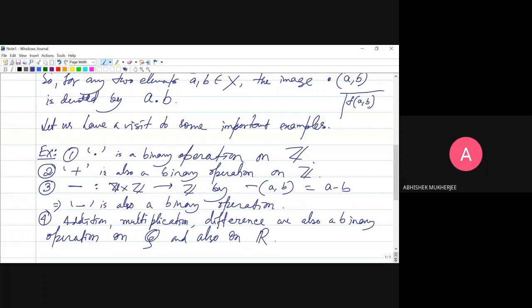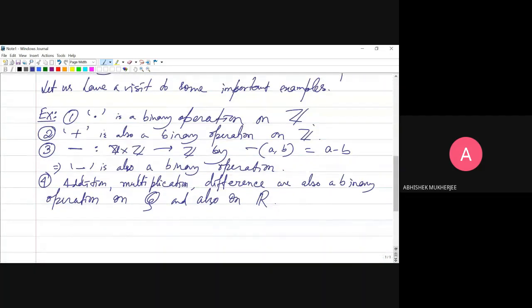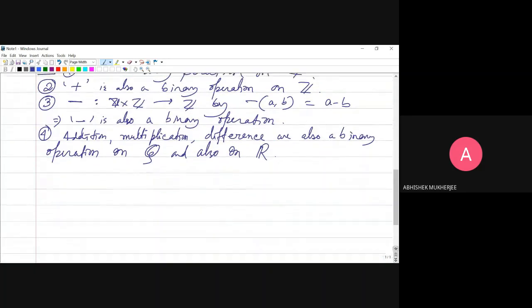And you can check that it can be extended to the set of complex numbers, right? So these are all binary operations.